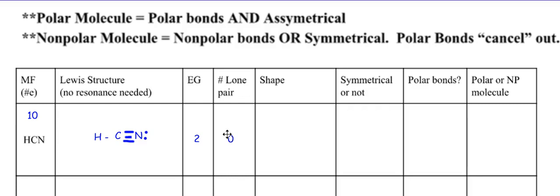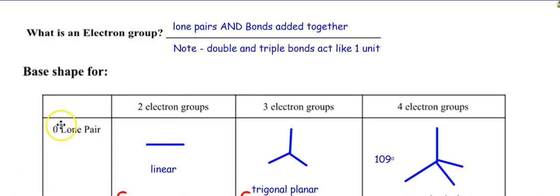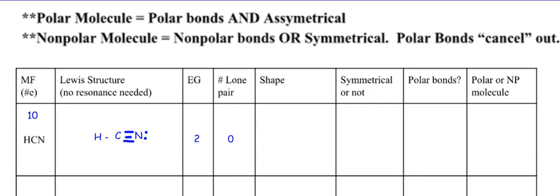So go back to the shape. What has 2 electron groups and no lone pairs on the central atom? We'll go back. It's right here. No lone pairs and 2 electron groups. What did we say? It is linear. So now what? Is it symmetrical or not? Well, if both of these were hydrogen, or both of these were nitrogen, it would be symmetrical. But because the elements bonded to carbon on both sides are different, it is not symmetrical.